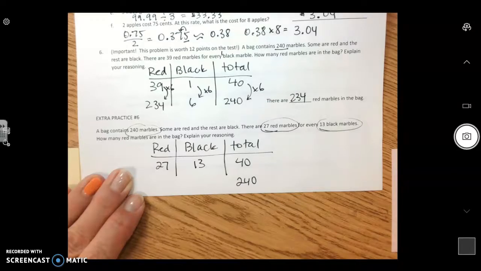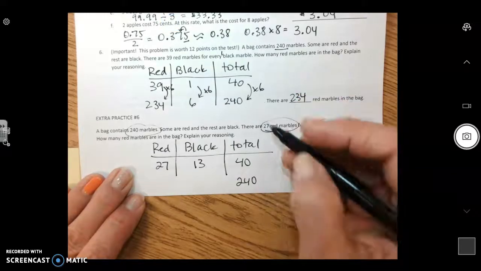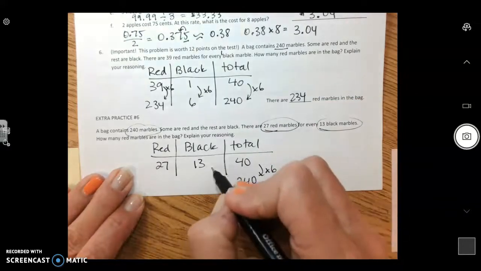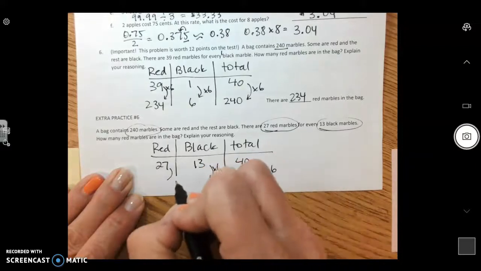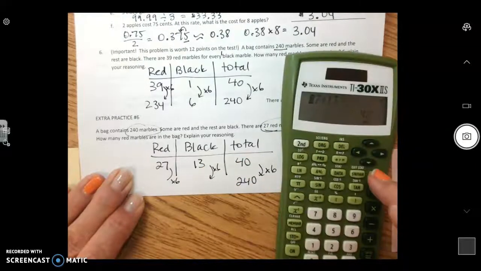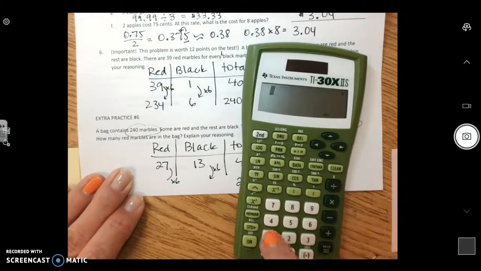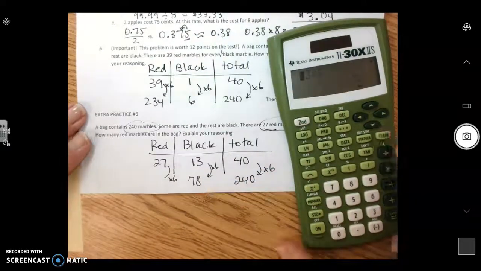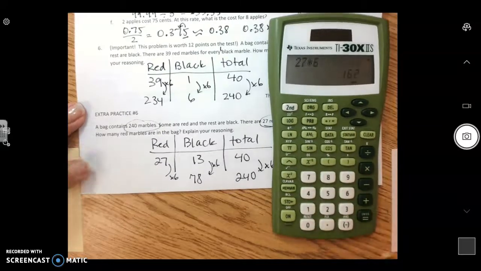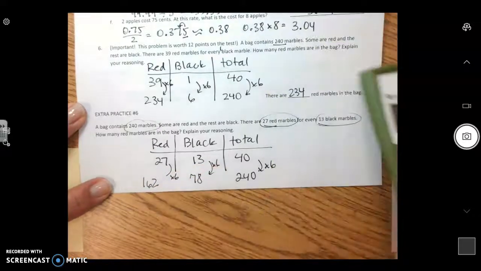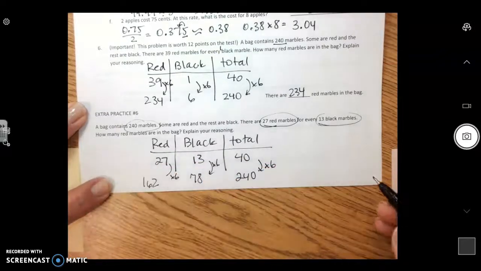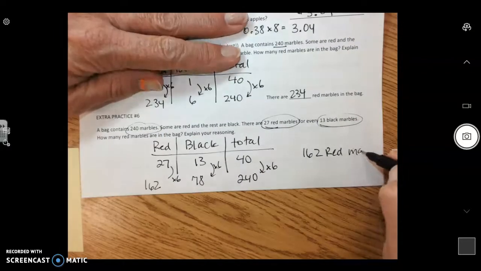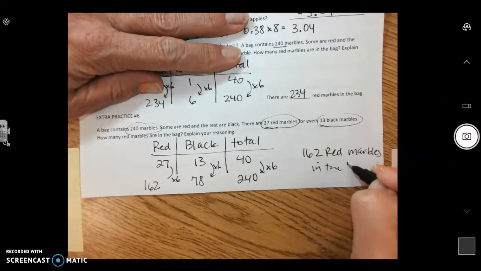Okay, the bag that we have again is 240 marbles. So we're looking to see how we get there. And again, we multiply times 6, because that's what we did before, same type of problem. Okay, so 13 times 6 and 27 times 6. Well, let's see what we get. 13 times 6 is 78. And 27 times 6 is 162. And let's go back to the question. Okay, how many red marbles in the bag? There are 162 red marbles in the bag.